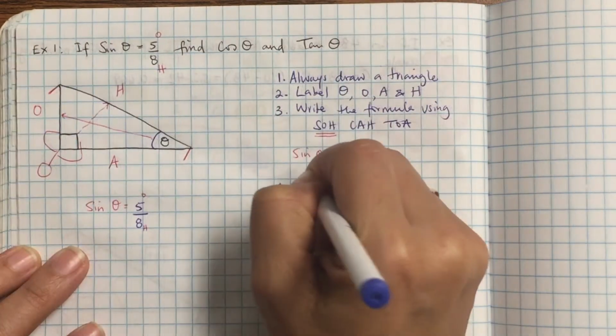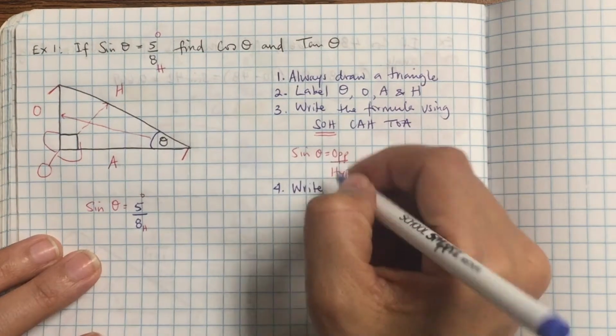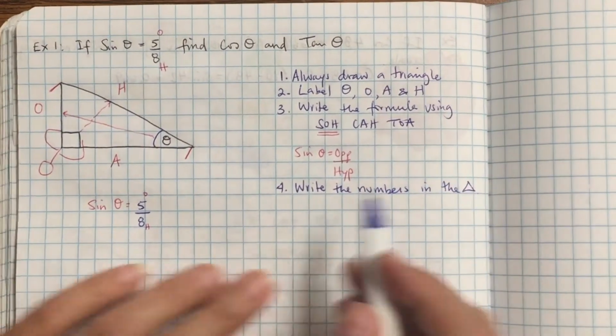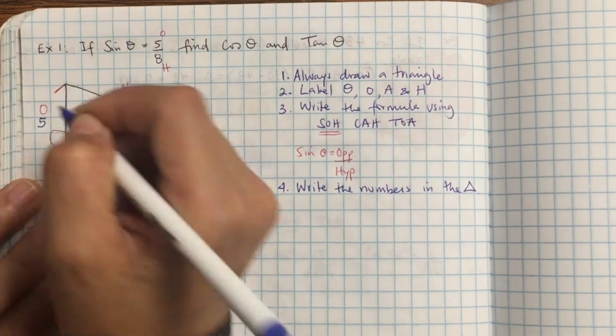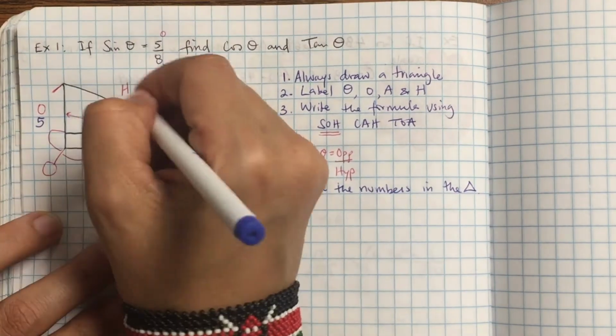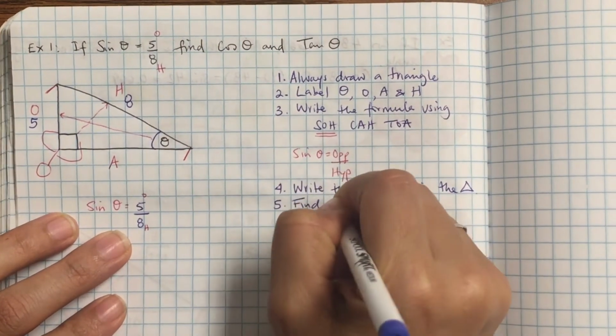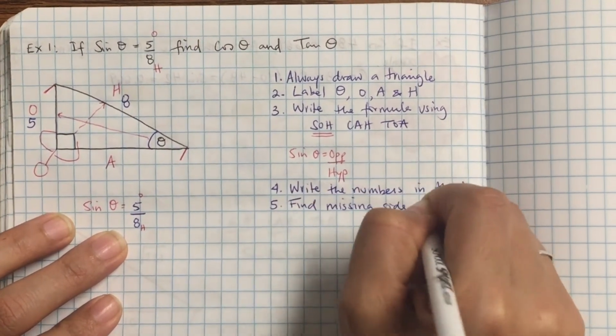Now I'm going to use that information. Number 4, write the numbers in the triangle. I'm going to use that information to fill in the numbers in the triangle that I now know. So opposite is 5 and hypotenuse is 8. I'm going to use Pythagorean Theorem to find out that last one. Number 5, find the missing side using Pythagorean Theorem.